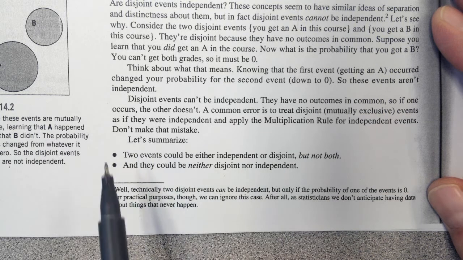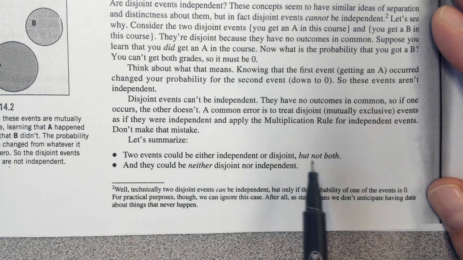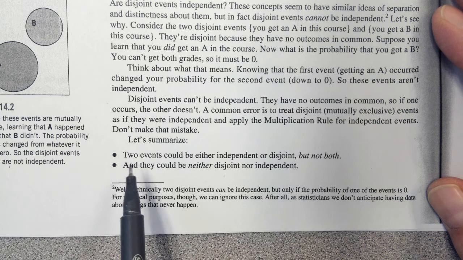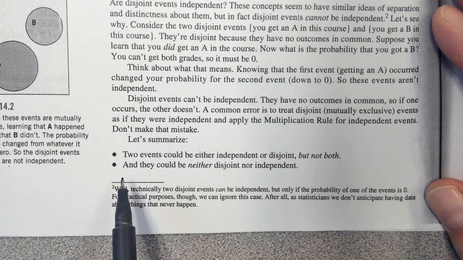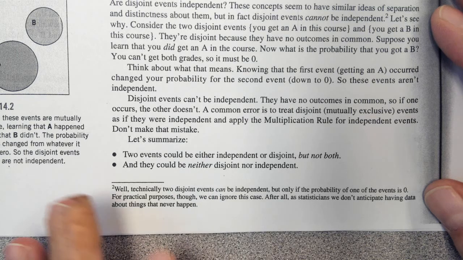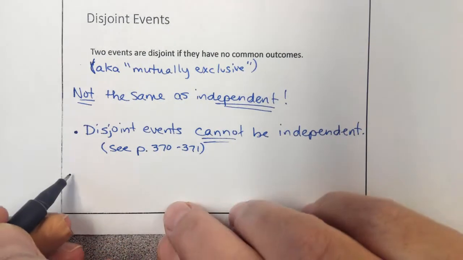So we're going to summarize. Two events could be either independent or disjoint, but they can't be both. If you're disjoint, you can't be independent. We've already jotted that down. The second that we haven't jotted down is they could be neither. You could have two events that are neither disjoint nor independent. Let's jot that down, and then we'll read one more little section about why.